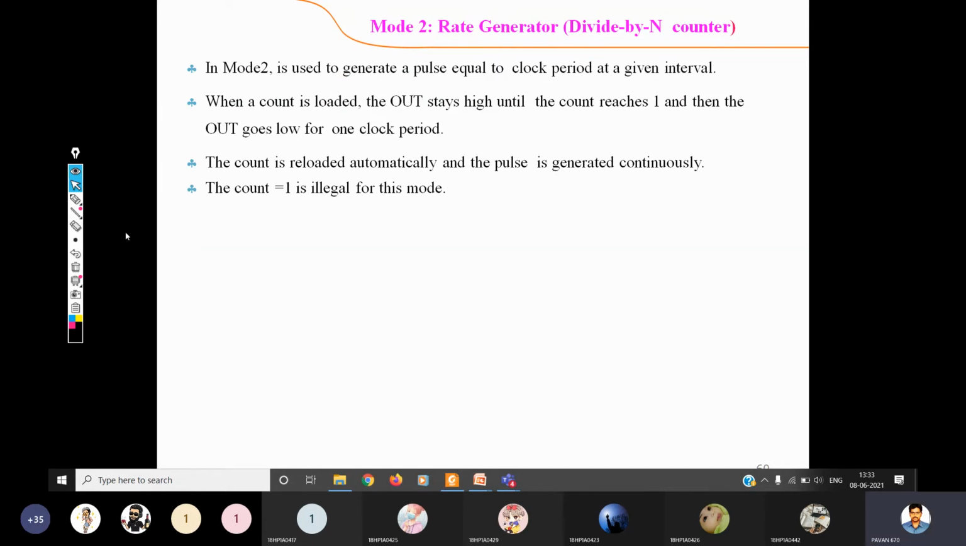So what is mode 2? It is a rate generator or divide-by-n counter. That means whatever clock frequency is provided to the counter, it should be divided based on our requirement. In mode 2, it is used to generate a pulse equal to the clock period at a given interval. When the count is loaded, our out signal stays high. So here also the out signal is initially high.